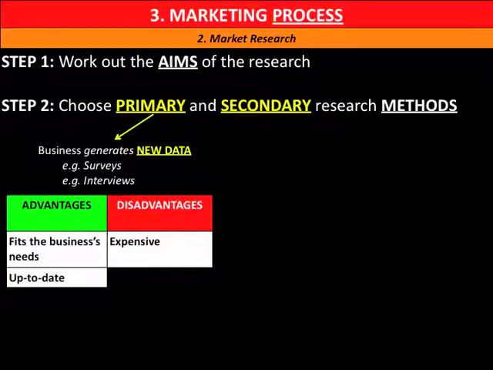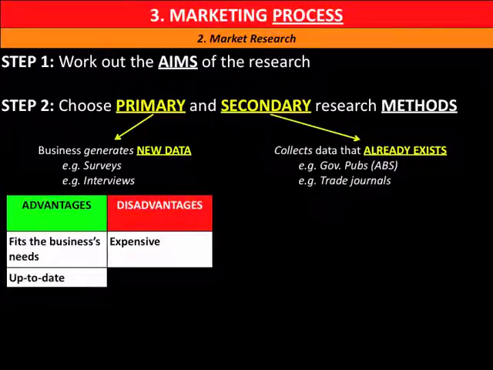They can do some things, they can do some surveys and interviews and things like that, but it's going to be too expensive for them to do anything really large. That's why they might go for some secondary research methods, where you get data that already exists and you just collect it. So government publications, like the Australian Bureau of Statistics, you can just go online, it's all free, and find out information about average incomes and things like that in different areas, but also trade journals.